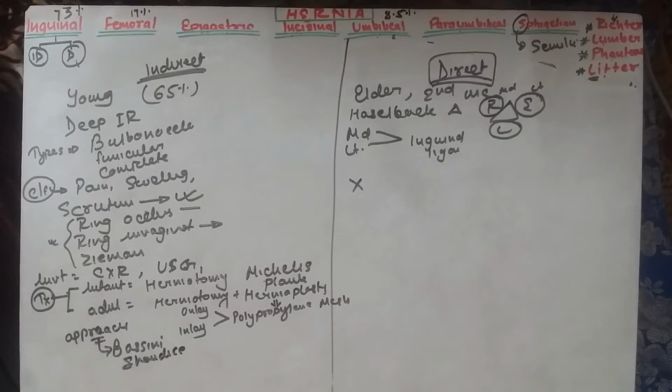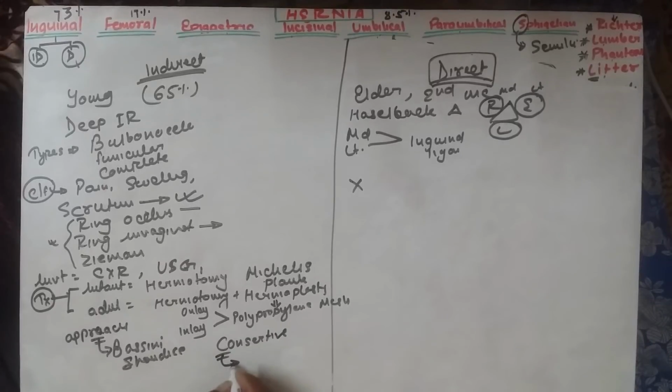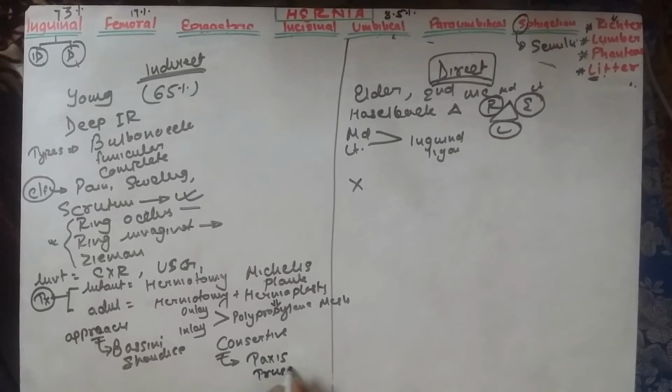Okay, and at last, if the patient is not compatible to anesthesia and surgery, we can also go for conservative treatment, and conservatively we can do either taxis or TROS. There are two methods, taxis or TROS. So this is all about the indirect type of hernia.